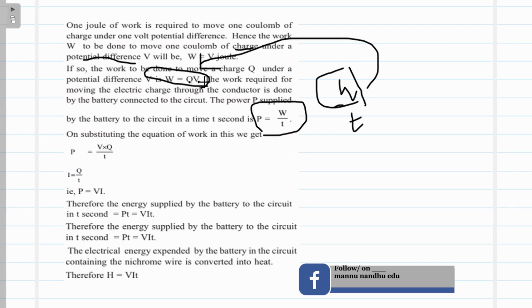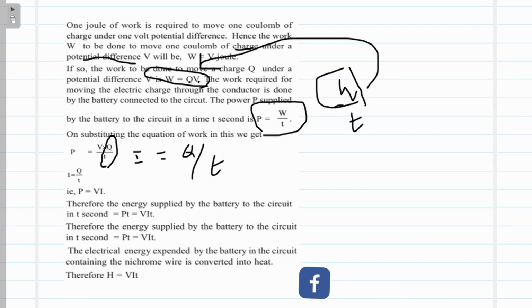What is the W equation? W equals Q into V. Just apply it here: instead of W, P equals Q into V divided by T. We already know the formula for I, that is Q divided by T.